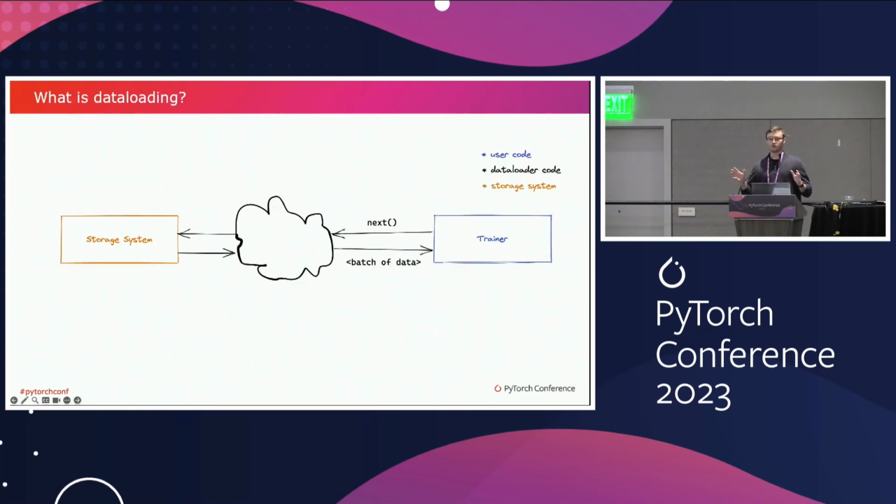So what is data loading? Let's start from an oversimplified model. The purpose of the data loader is to feed batches of data to your training loop. Essentially, we call next to get a set of tensors for the forward-backward pass. Throughout this talk, I'm going to use the terms data loading system and data loader interchangeably. There's a wide variety of implementations that have different designs and trade-offs.